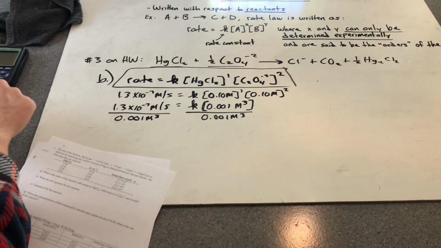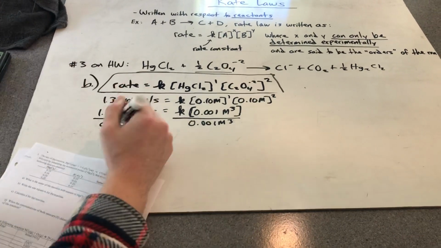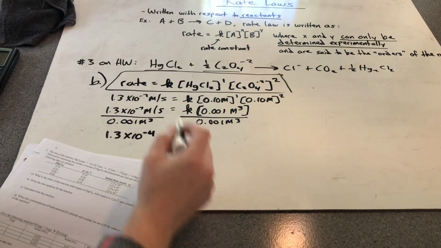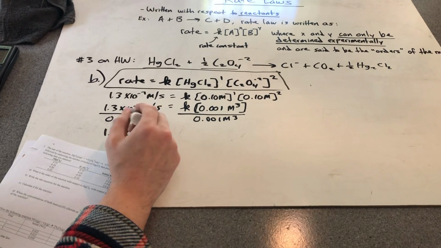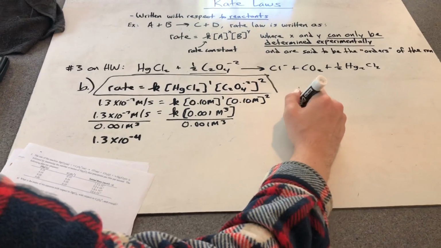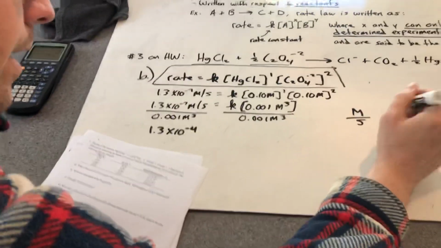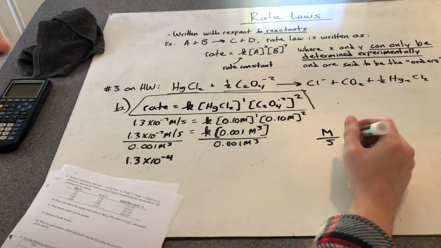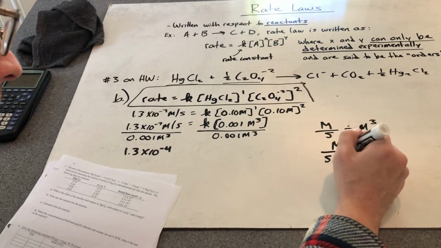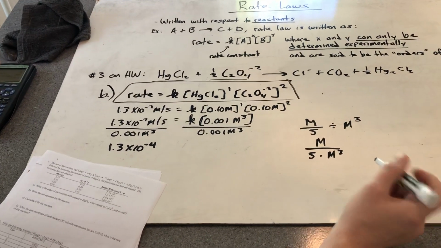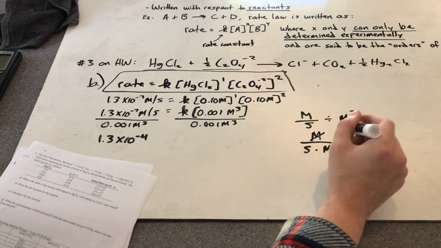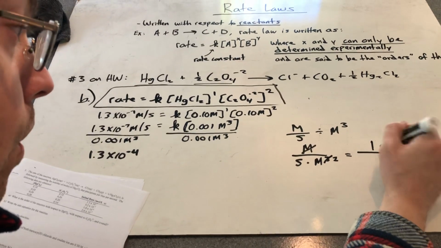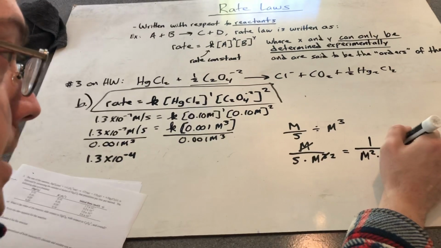1.3 times 10 to the negative 7 divided by 0.001 is going to get us 1.3 times 10 to the minus 4. And now we have to figure out the units on K. So we have molar divided by second divided by molar cubed. So if we go over here, molar over second, right? And we're dividing it by molar cubed. So we can simplify this to be molar divided by second times molar cubed. And then from here, we could do a little canceling, right? We can get rid of this molar and we could change this 3 to a 2. So the final units on this are going to be 1 over molar squared times second.